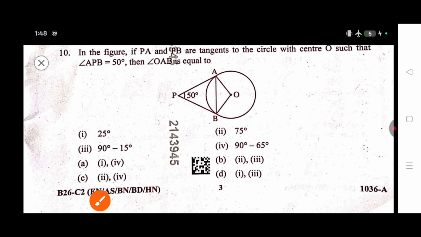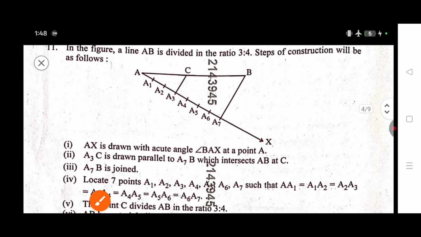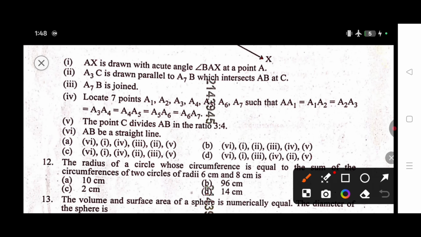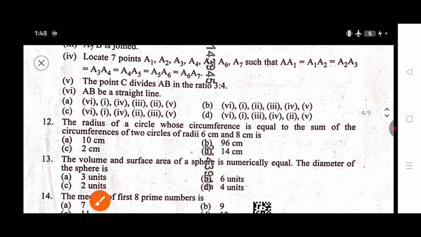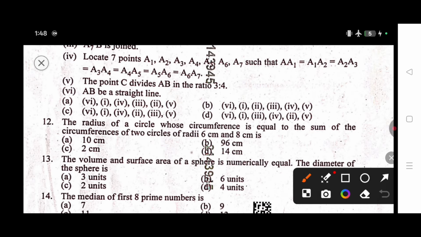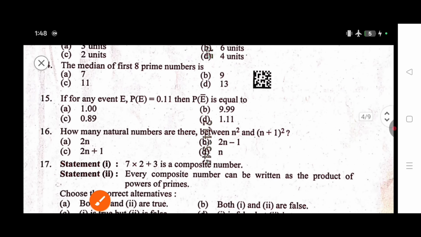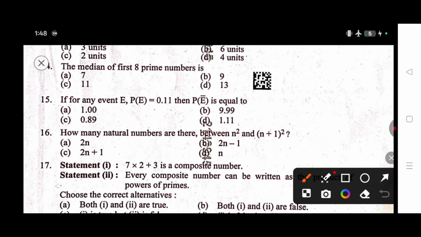Okay, question number 11, option C is the correct answer. Option C is the correct answer, and question number 12, option D is the correct answer, 14 cm. And question number 13, option B is the correct answer, 6 units. And question number 14, option B, 9 is the correct answer. Question number 15, option C is the correct answer.